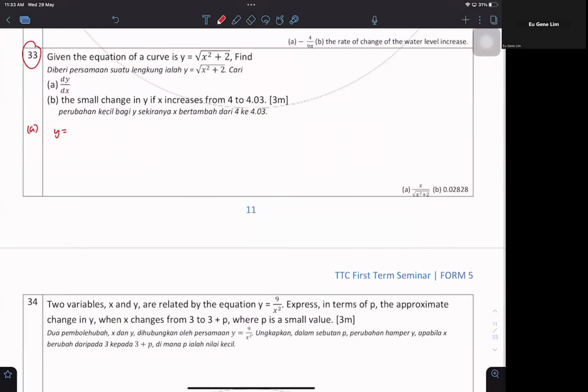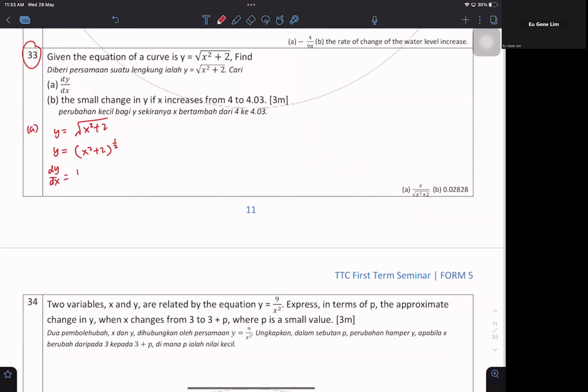y equals square root of x squared plus 2. How should we differentiate this? How should we differentiate square root? Square root is actually power 1 over 2. How should we differentiate power 1 over 2? You should use the chain rule, because you cannot expand power 1 over 2. When you cannot expand, you use the chain rule.